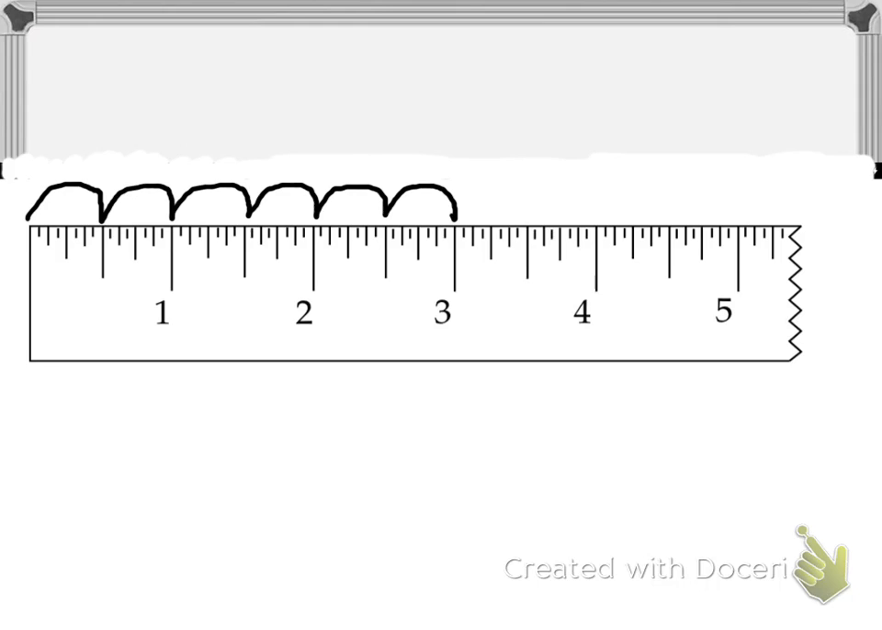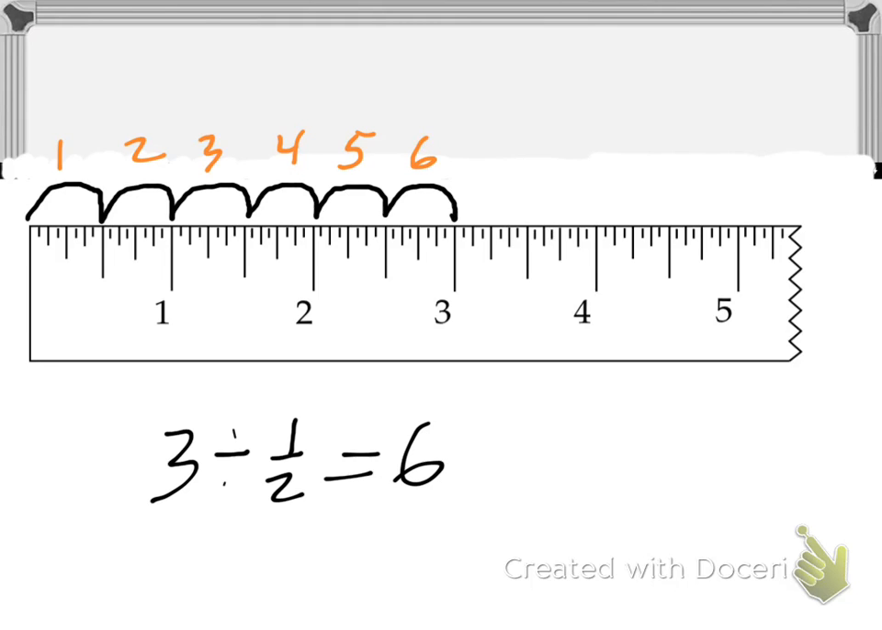So now we're going to do the same thing, but looking at it on a ruler, so that instead of wholes being rectangles, now wholes are a length. And so this whole length 3 is broken up into halves, and how many halves are there altogether in 3? Again, we start counting. 1, 2, 3, 4, 5, 6, and so 3 divided by a half, again, is 6.